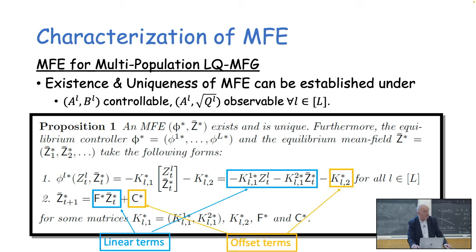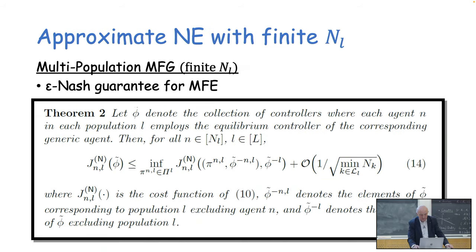Is that a spectral radius less than 1 or something? For what? F star is, yes, okay. It is a stable system, right. And then you have these linear terms, and then you have the offset terms.